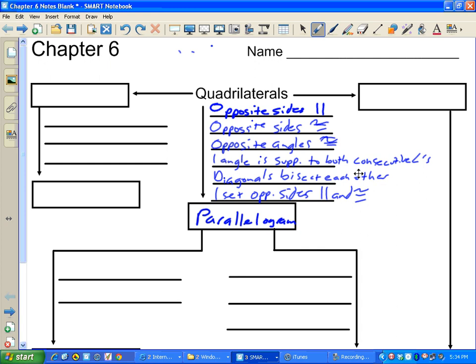Diagonals bisect each other. That one will take some time because I'd first have to find the intersection point of the 2 diagonals and then make sure that I get 2 congruent pieces. So that one's going to take a while, and I don't really want to do that. One set of opposite sides are both parallel and congruent. That one I could do because, again, slopes and distance formula. So we're going to stick to these: opposite sides parallel or congruent, or one set of opposite sides are parallel and congruent.